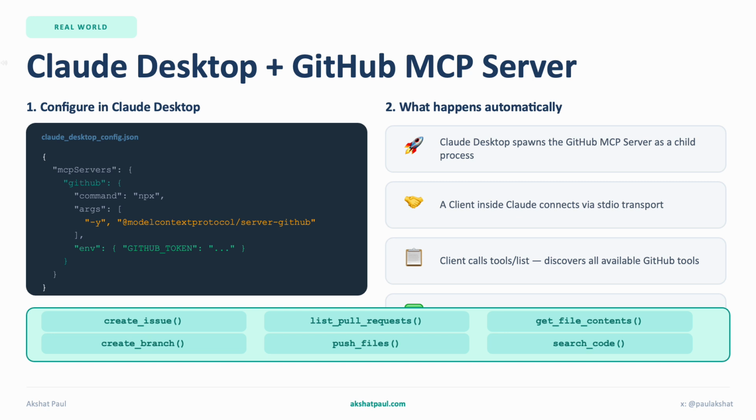Fourth, Claude Desktop now knows about all those tools. They are part of its context. When you ask a question that requires GitHub data, the LLM can choose to call any of those tools. Look at the available tools at the bottom: create issue, list pull requests, get file contents, create branch, push files, search code. Those are all automatically available the moment the connection is established. One config file. 4 meaningful lines. Full GitHub access for your AI.